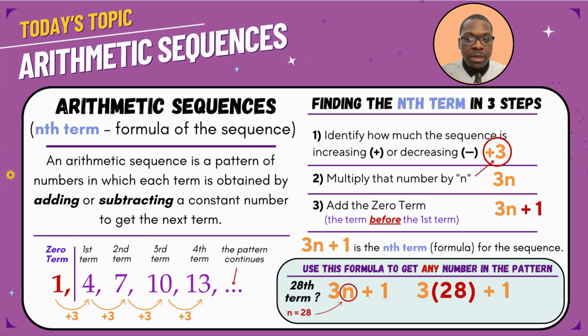So it would be 3 times 28 plus 1, which would give us an answer of 85. So the 28th number in the sequence would be 85. And you can use that formula to get any number in that sequence as well. Now let's take a look at a few more examples and a few more patterns and see if we can get the nth term even faster.